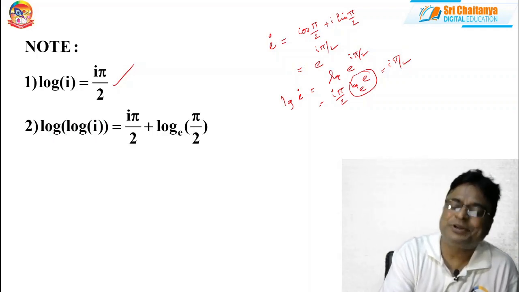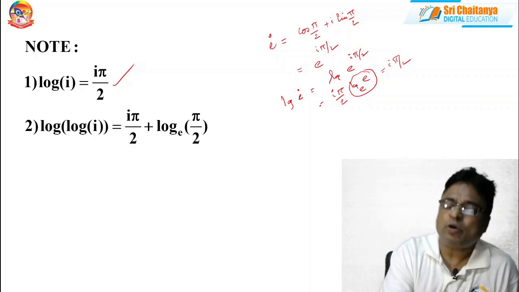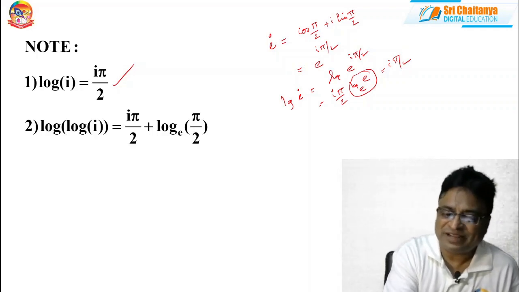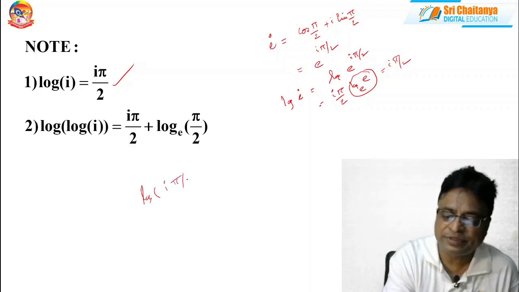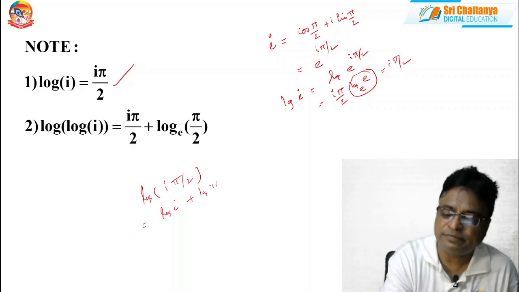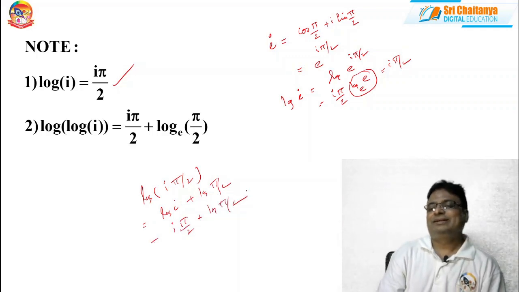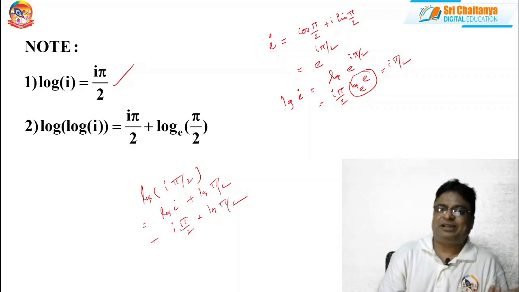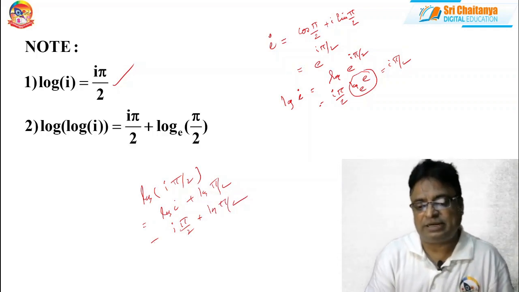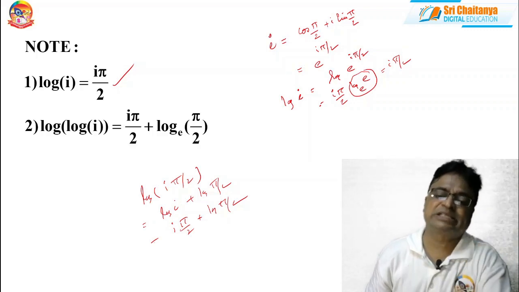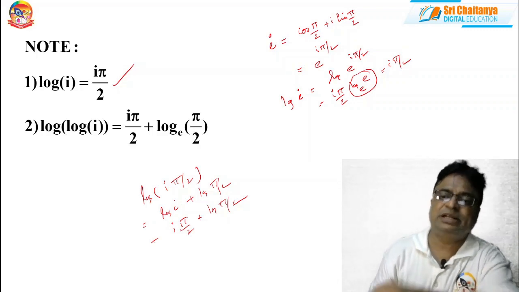That is the beauty of this particular area. So, how to find log of log i? Because I know log i is i pi by 2, log of log i is log of i pi by 2, which is log i plus log pi by 2. What is log i again? i pi by 2 plus log pi by 2. Simple. So if you know the value of log i, you can easily find the log of log i. Several other questions we will consider in the exercise problems in the next lessons.